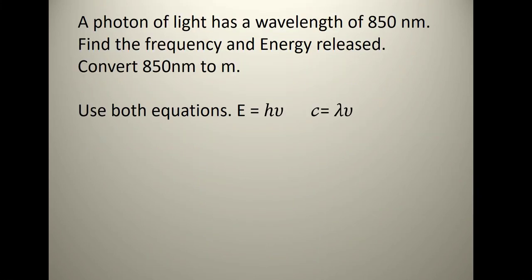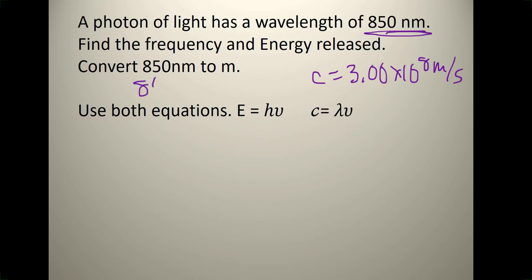Let's do another problem. A photon of light has a wavelength of 850 nanometers. Find the frequency and energy released. Now, there's a problem in that the speed of light is represented as 3 times 10 to the 8th meters per second. So if I'm going to use the speed of light, I need to be in meters. Notice this is in nanometers, so I need to know how to convert from nanometers to meters.